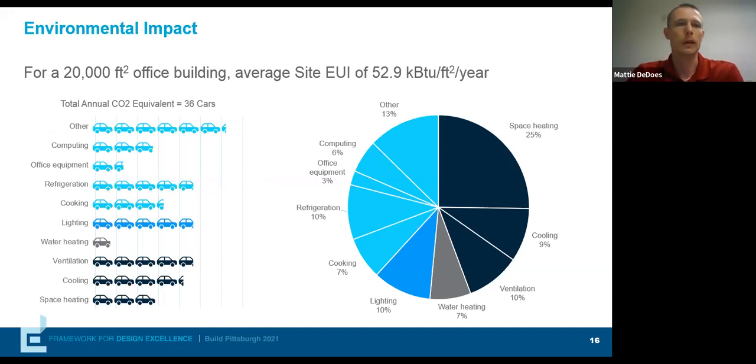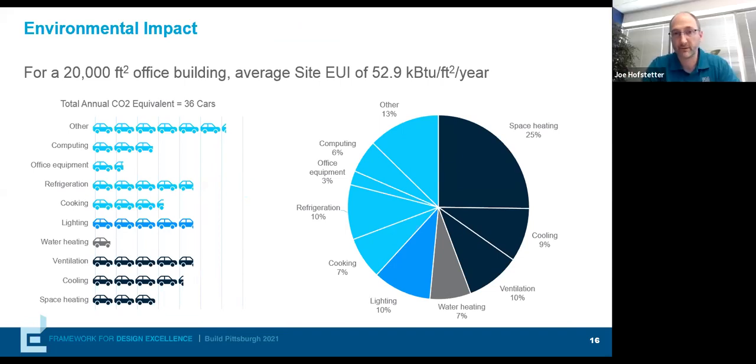This just shows a similar graphic, except showing carbon dioxide equivalent. And since a lot of that equipment is electric, it goes up to about half of our annual CO2 emissions being from that occupant related equipment.